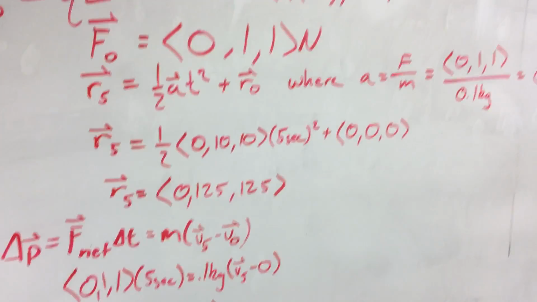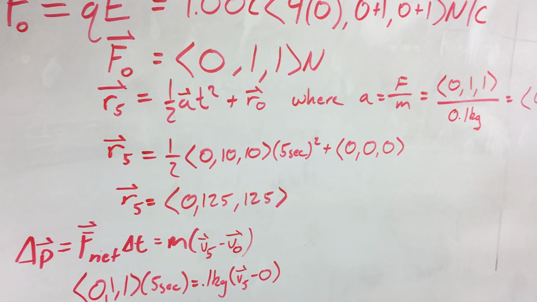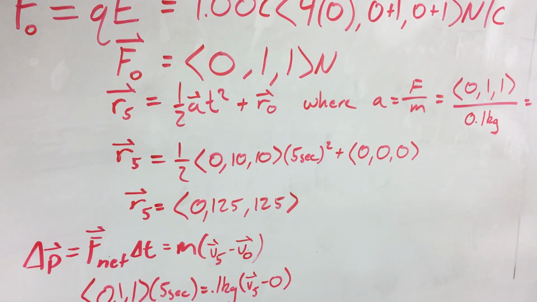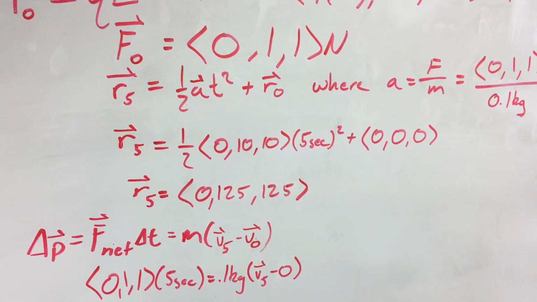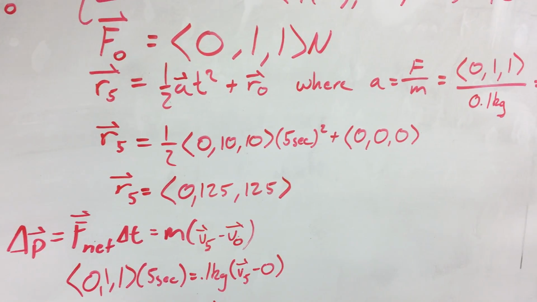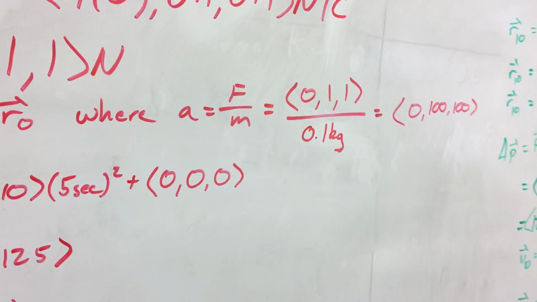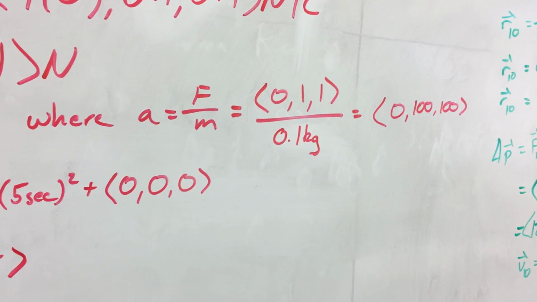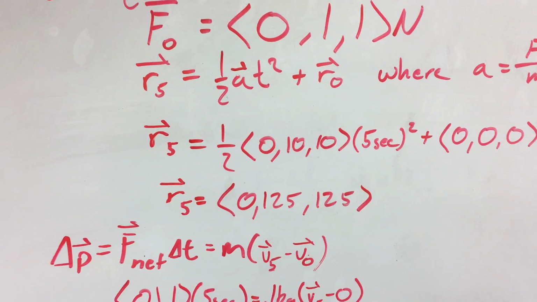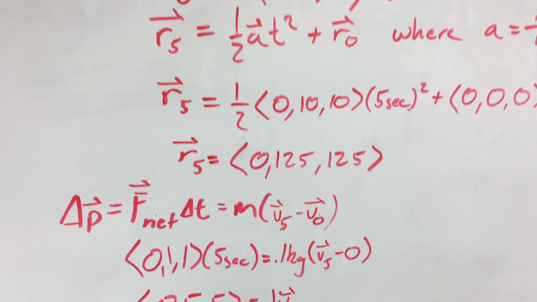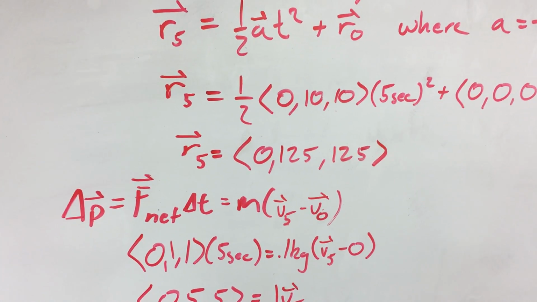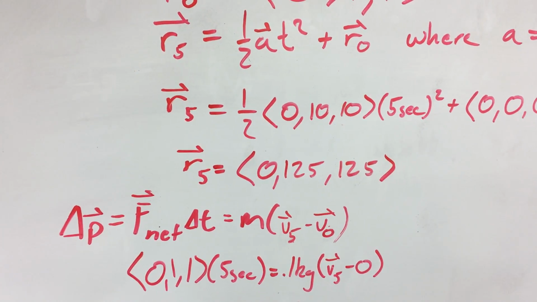And so we're going to use a kinematic equation to calculate the position after 5 seconds. And so we've substituted force over mass in for our acceleration to give us a vector that we can actually use. And so we simplify that down, and we get this for our position after 5 seconds.